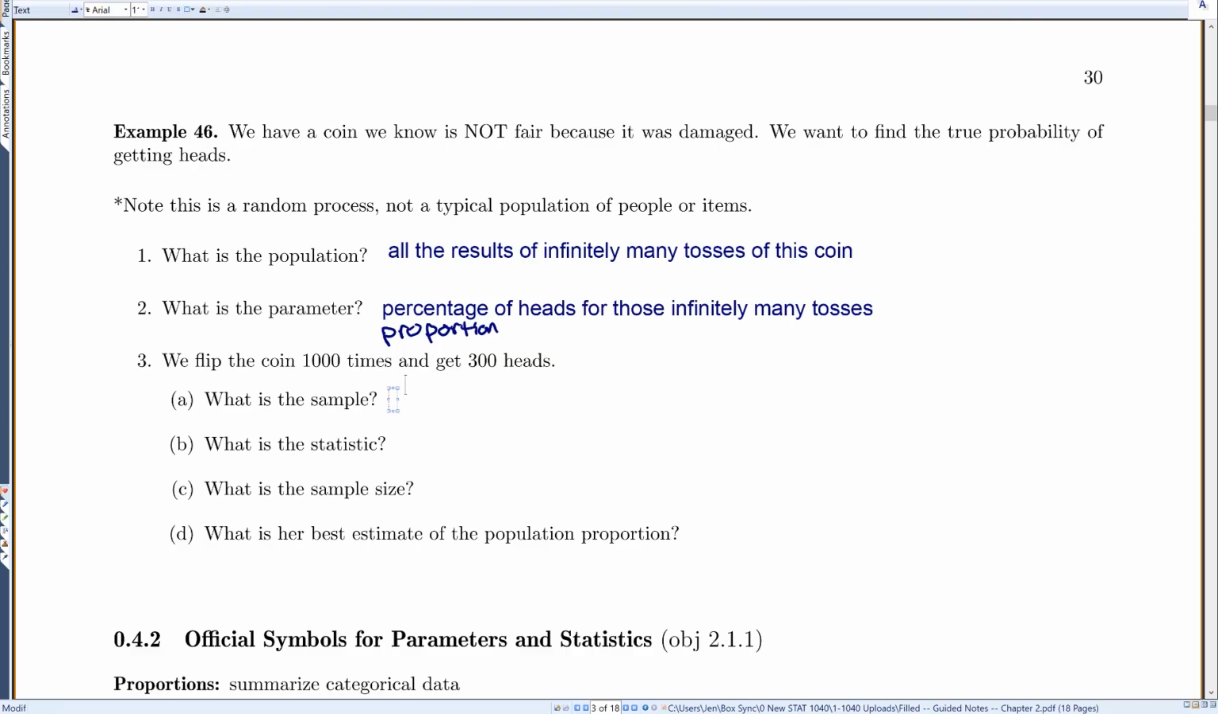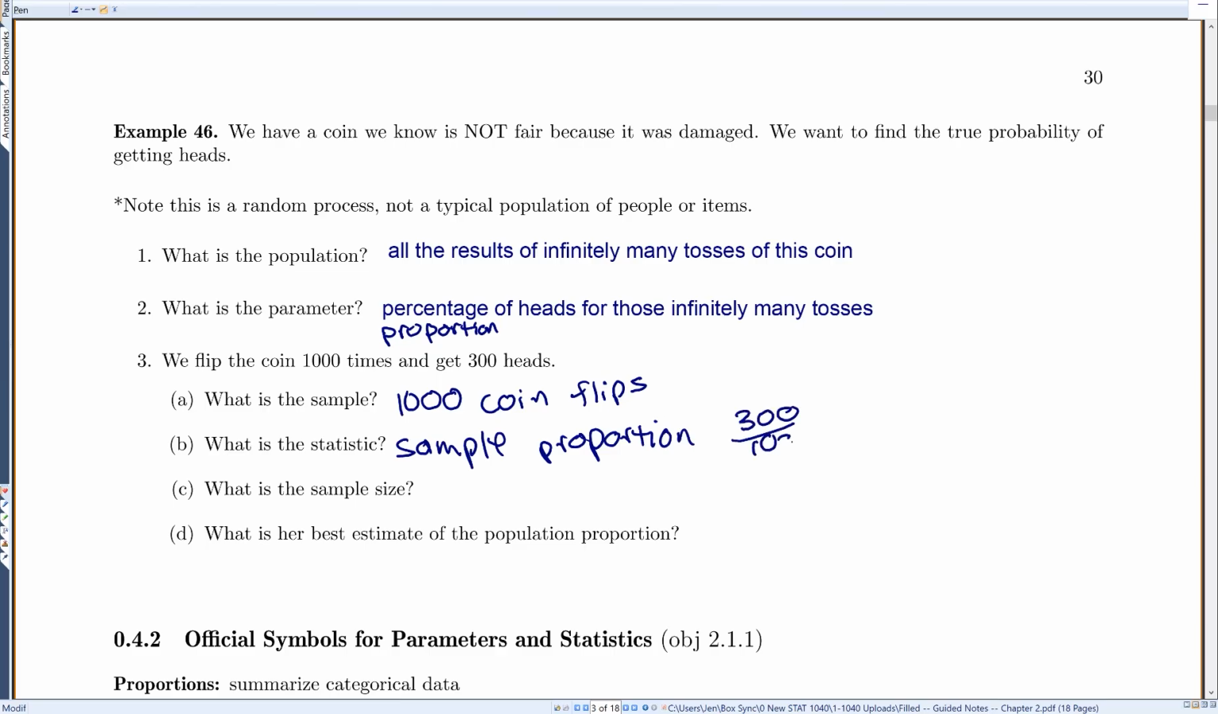So what is the sample? It would be the 1,000 coin flips. What is the statistic? It would be our sample proportion. And what was our sample proportion? It was 300 out of 1,000. So that is going to give me 0.3 or 30%.